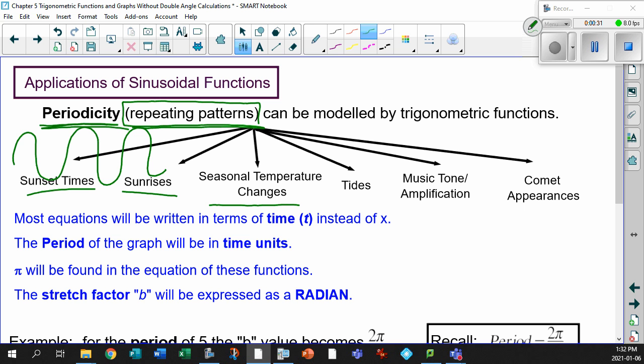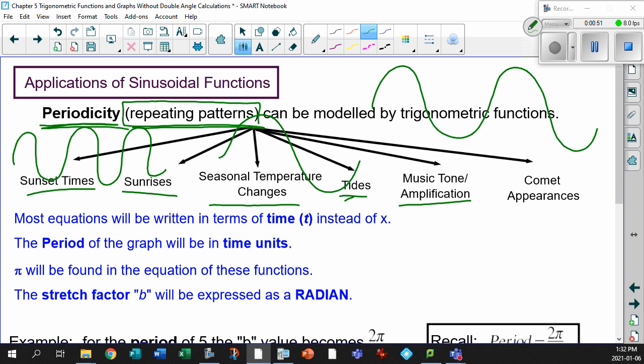Seasonal temperature changes. Guess what? The average temperature is warmer in the summer and then it gets colder in the winter. Oh my goodness, there's another sine function. Look at tides. High tide and low tide, and the very next day it does the same thing, which is kind of cool.